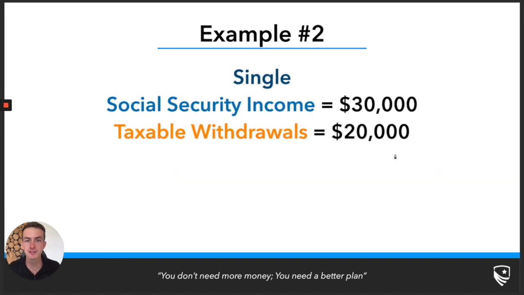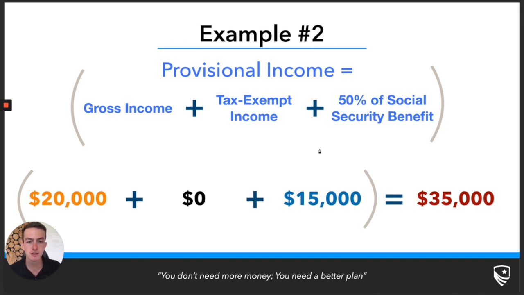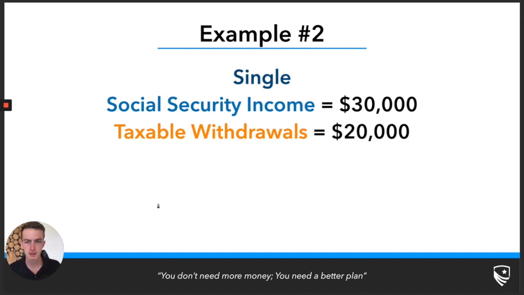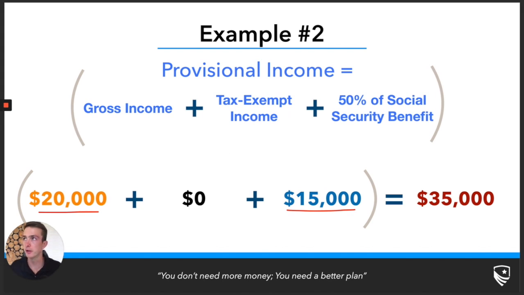Okay, let's go through another example. Example number 2. We have a single filer here. They're taking $30,000 from Social Security. They have $20,000 that they're pulling from their taxable accounts, from their IRAs, let's say. So again, plug this into this formula. We have $20,000 that they're pulling from their IRAs. They have $30,000 that's coming from Social Security, so we take $15,000. Add those two together, and we get a provisional income of $35,000.